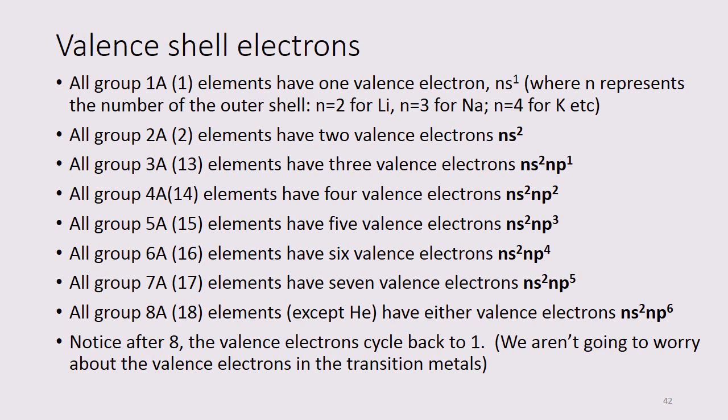And then after group 8, what happens? They cycle back to 1. Now the transition metals are going to be different because they're in the d block, and it does get much more complicated, and we're just not going to worry about them in this class.